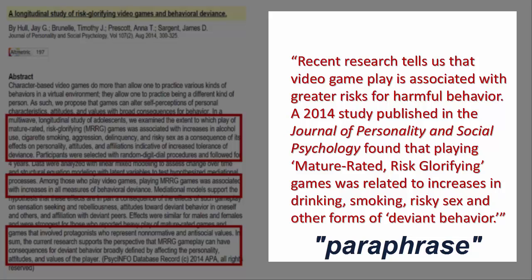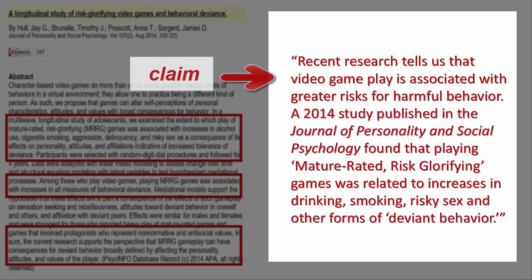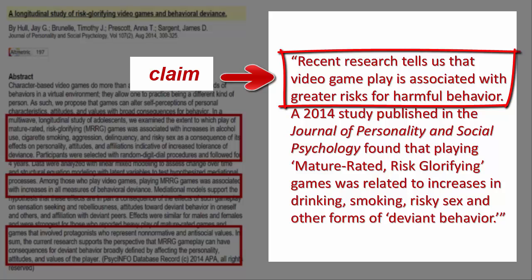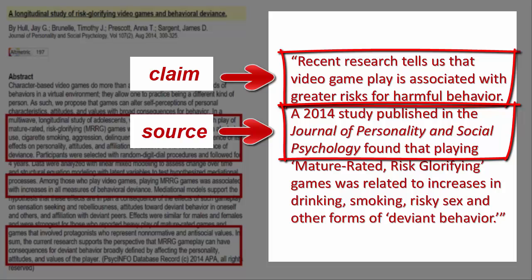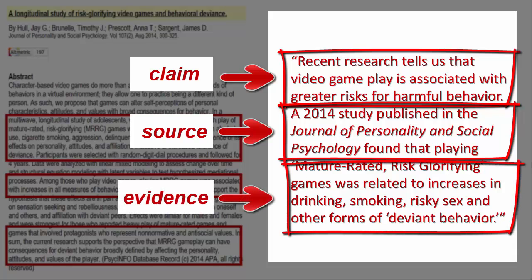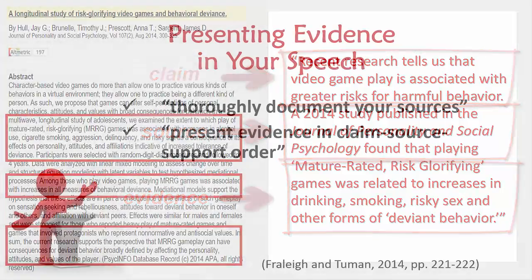Now, this paraphrase captures accurately what's going on in the article. I don't necessarily have to use a direct quotation. But more importantly, look what I've done. First, I've presented here is the point that I'm trying to make. Then I present here's a source of research that is reliable and credible and high quality. And then I present you with the evidence itself and what the evidence says that supports my claim. This is the claim, source, evidence order that Frawley and Tuman are talking about. And this is a very simple but very effective way to put together a simple argument in your speech.